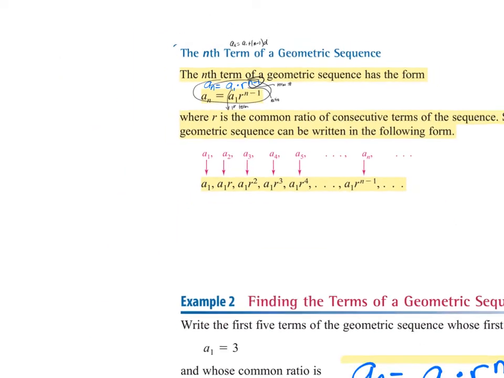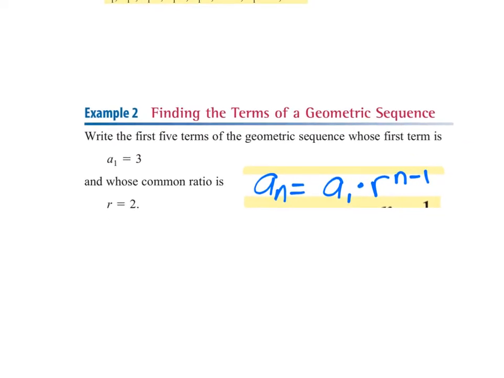So if you have a question like this, super simple. If it says find the first 5 terms, well, you have to find the rule first. So a sub n equals, what is the first term? 3 times my ratio is what?